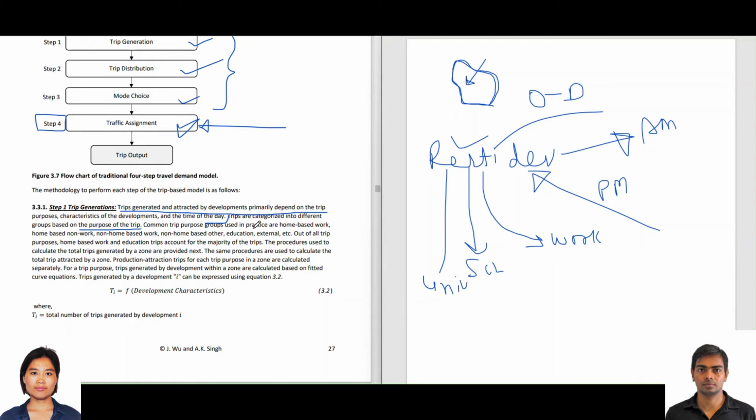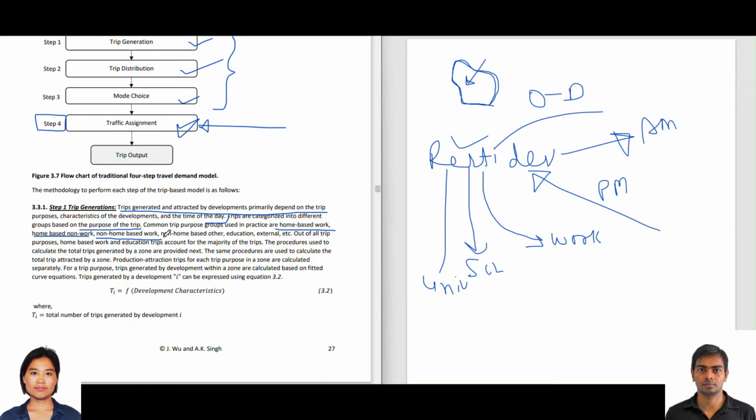So some of the trip purposes are mentioned here. One of them is home-based work, where people living in a residential area go to office areas. Home-based non-work, where people living in a residential area go to a different location, not for work, but for transit or some other purposes. Then there is non-home based work. So there are people who are coming to work, but they are not coming from the residential area. They may be coming from outside the city or from some other places.